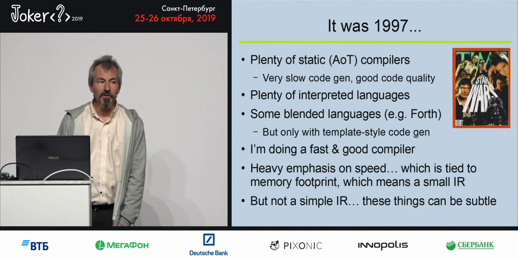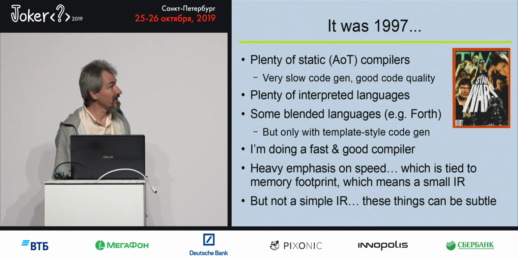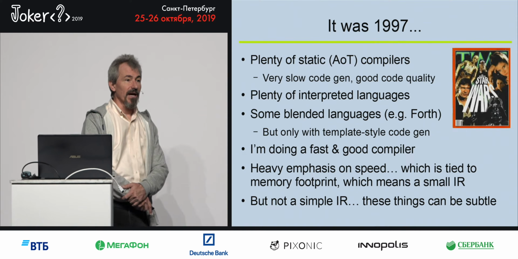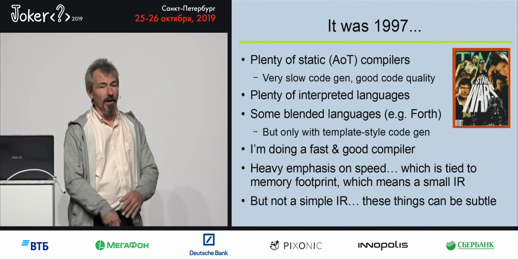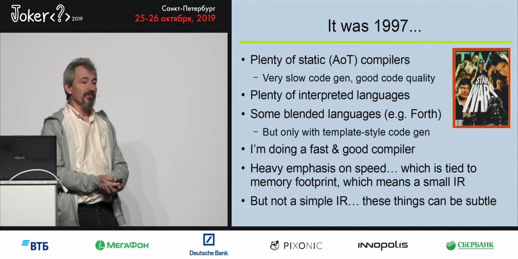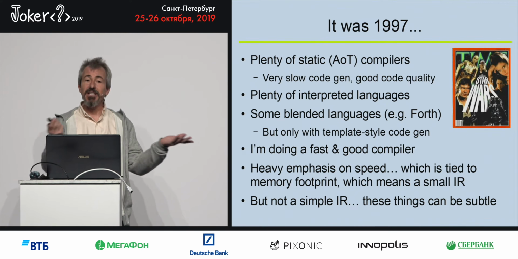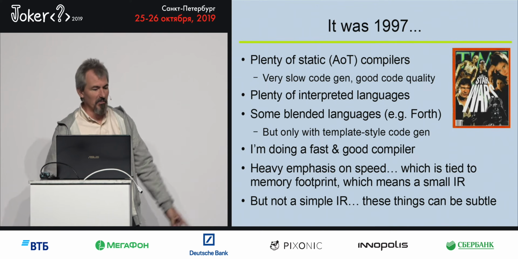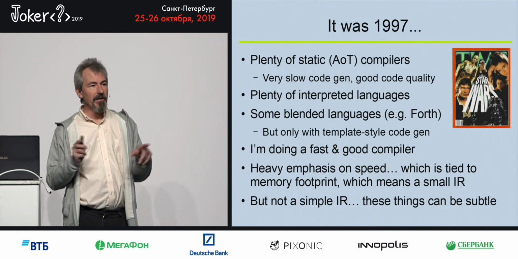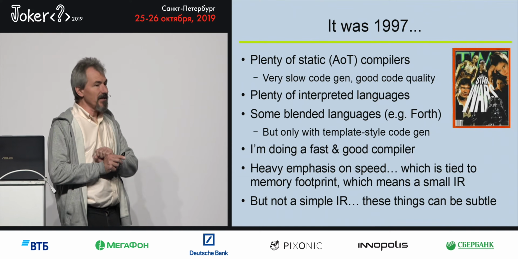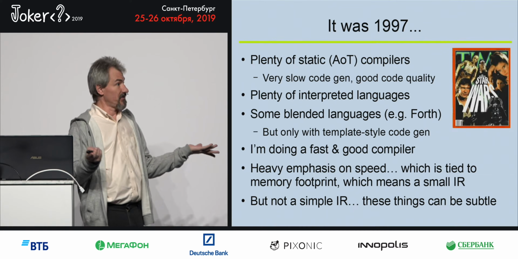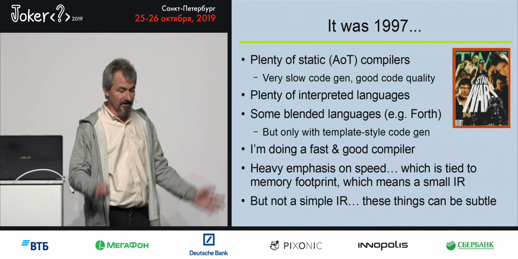So I'm going to roll the clock back a little bit. It was 1997, and Sun was doing this cool thing called Java, and they were intending it to run everywhere and run fast and run well. And at that time, there were plenty of ahead-of-time compilers. There was no distinction at that point. It was only ahead-of-time compilers. They were very slow to generate code, but they generated very good code. And the machines were much slower than they are now, and so the good code was interesting because it made your programs run acceptably faster.